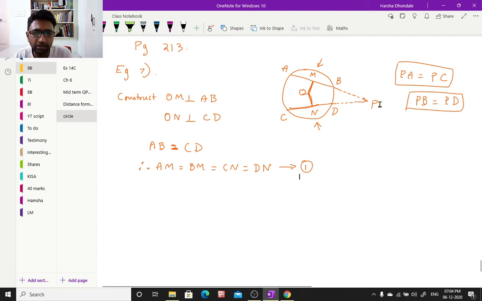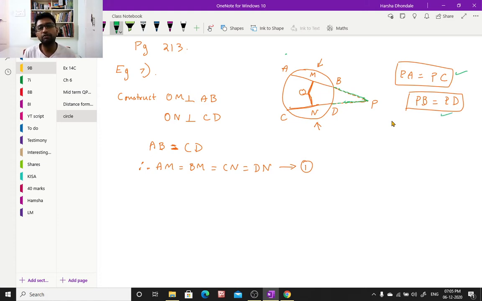First of all, I'll read the question. This is the diagram, and the question says that in this circle, O is the center of the circle. AB and CD are chords of equal length. AB is produced further, and CD is also produced further, and they meet at point P. What we are supposed to prove is PA is equal to PC, and then we need to show that PB is equal to PD.